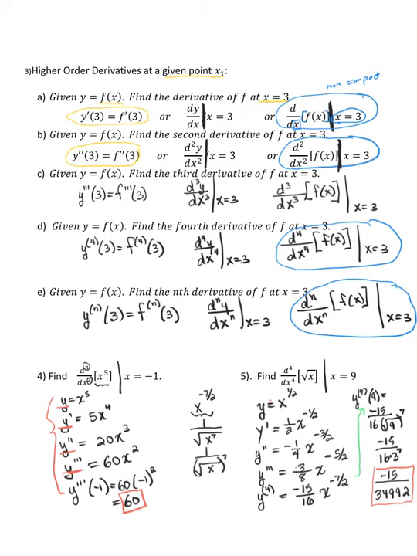So again, I'd like to emphasize that this is a fine answer. I'd like to highlight that in red. This answer is also fine. Negative 15 over 16 times 3 to the 7th.